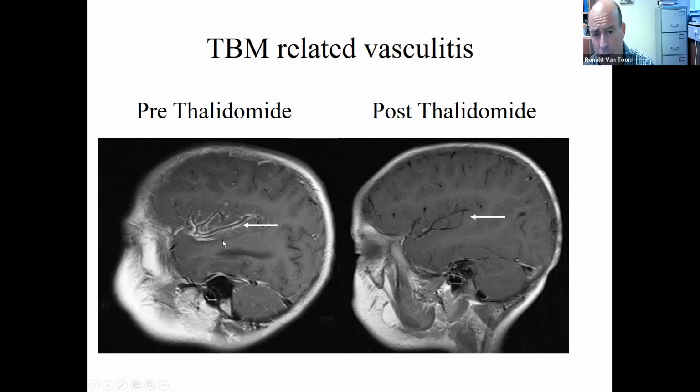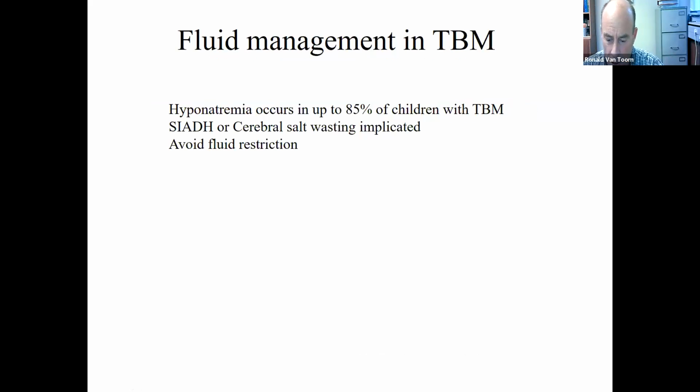You can see this is a child that's admitted with TB meningitis. On the sagittal view, there's a lot of inflammation around the vessels, a lot of contrast enhancement, and this is post thalidomide, where these vessels clear up. So we are hopeful. We haven't done a trial specifically looking at whether it works against vasculitis, but we are confident that it may improve outcome.